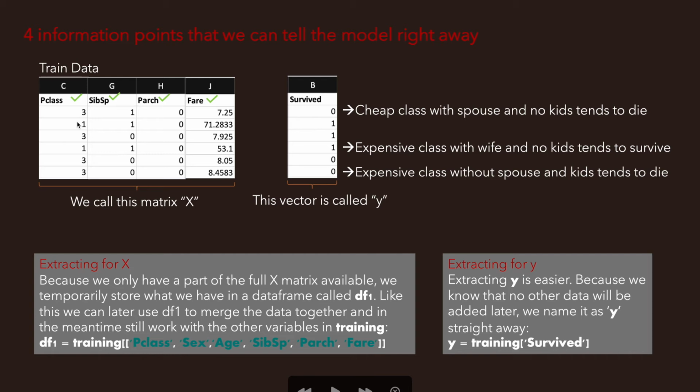The next one is a passenger in class number 1, and we see this passenger has one spouse traveling with her or him, and that customer has paid a very, very high ticket price. So almost the exact opposite of customer 1 in terms of luxury here. And we see that customer has survived, right? So already we seem to have one learning: that expensive classes tend to survive.